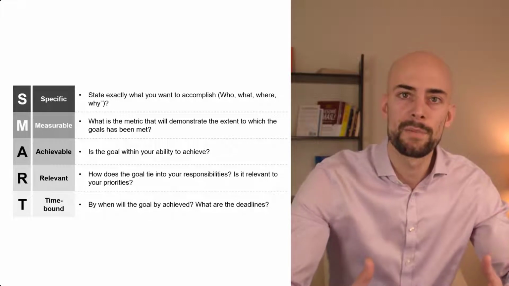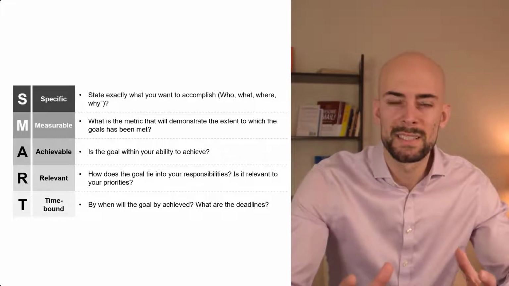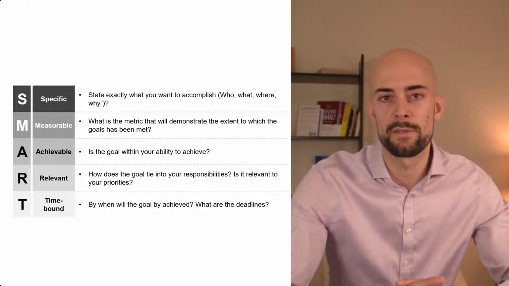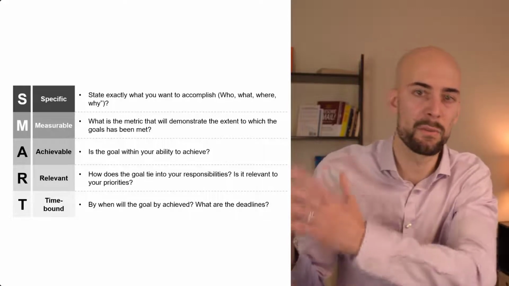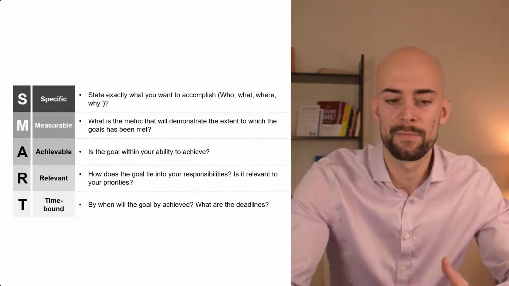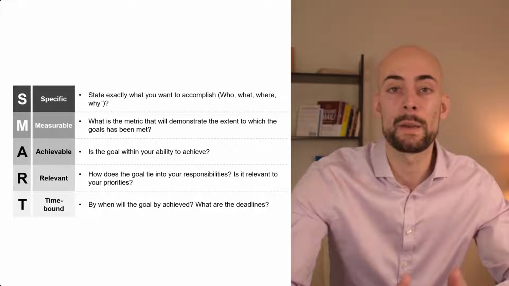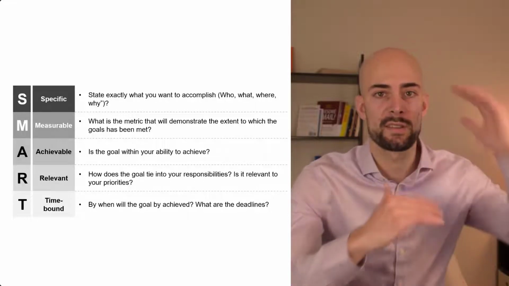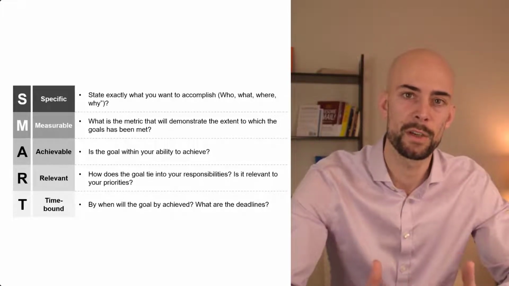So if you're the head of product, but the goal is about accounting, probably it's not within your world. It's probably not realistic for you to achieve it. Or if you're the head of North America, but the goal is about performance in Australia, that's obviously not a good goal. Relevant, is it within your priorities? A little bit similar to the achievable. And then time bound, by when is it expected to achieve? So it's a bit similar to the measurable, like what's the number we need to hit and by when. And so very specific good goals have that.